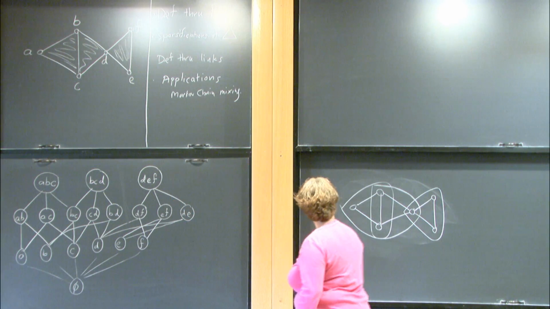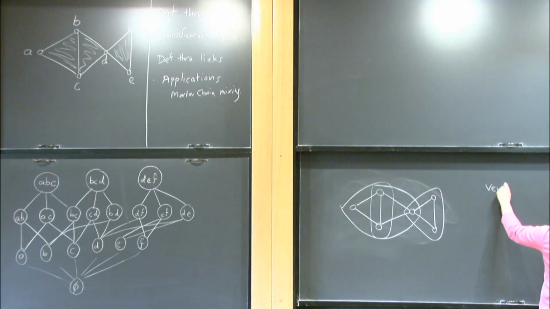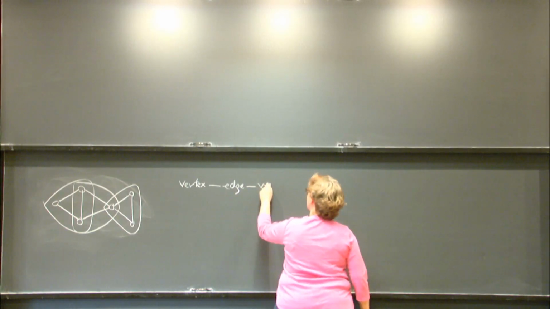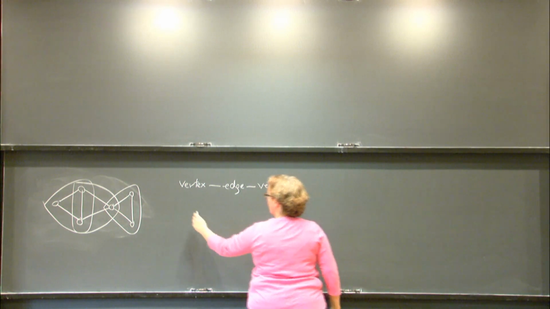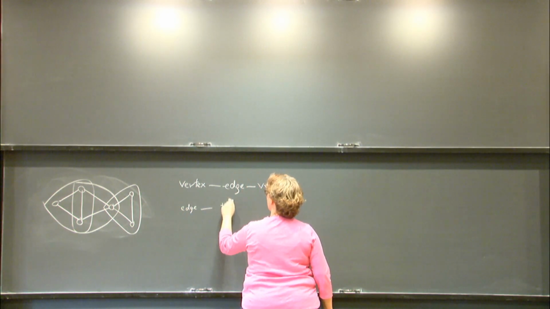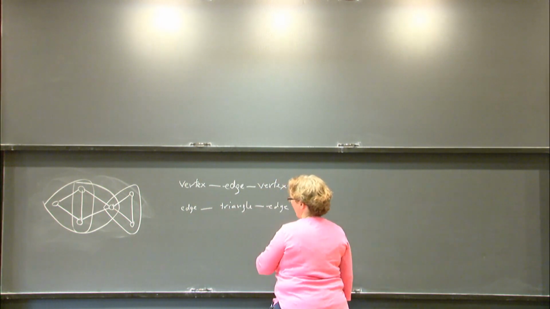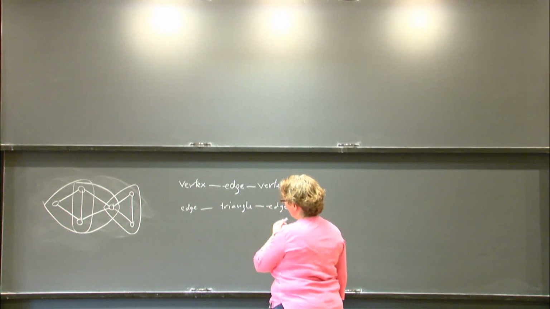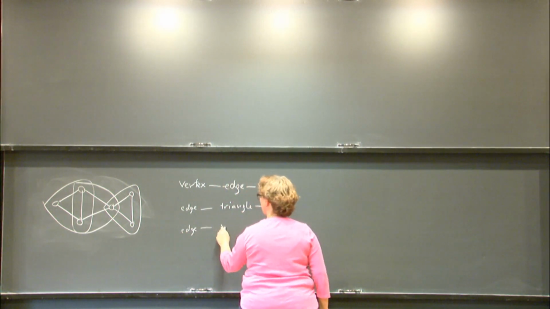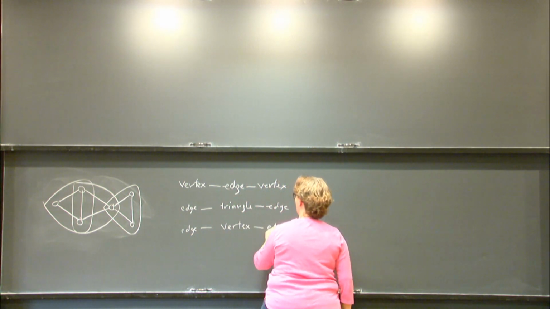Okay, so in general, what kind of random walks do we have? So we said we have the random walk that goes from vertex to edge to vertex. We can also go from edge to triangle to edge. And we can also go the other way around. So we can go from edge to another edge through a vertex. Edge to vertex to edge.